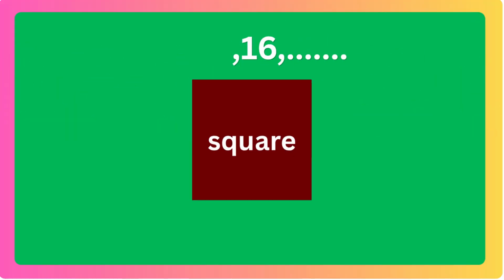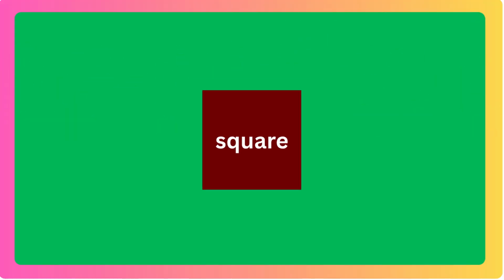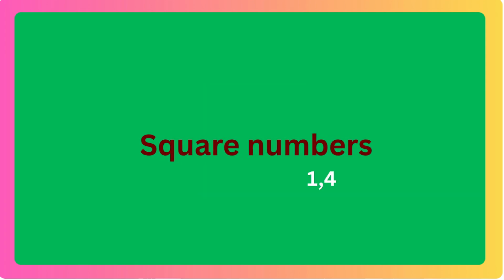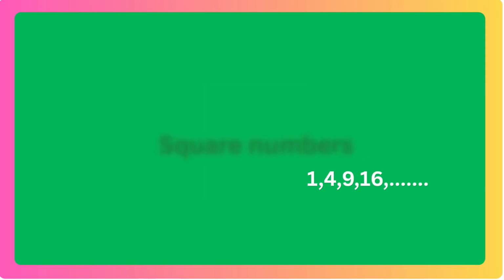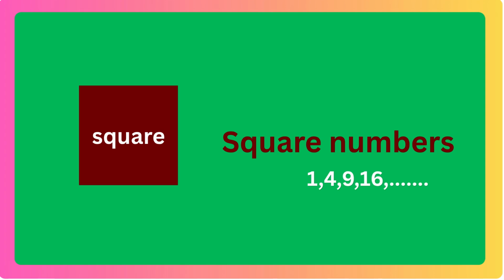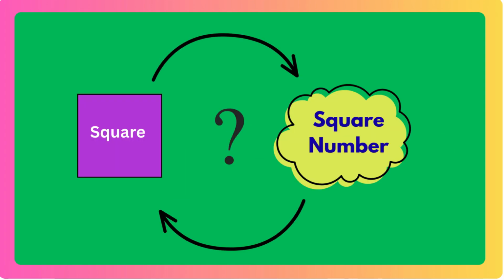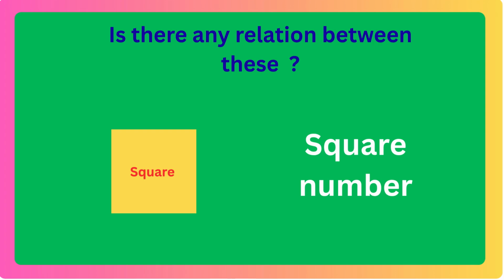Back in your lower grades, you learned about a shape called a square. Now in grade 8, you are learning something about square numbers. But wait, are these two ideas somehow connected? Can numbers really have a relation with shapes? Let's uncover the hidden connection between square shapes and square numbers and see why these numbers are actually called square numbers.